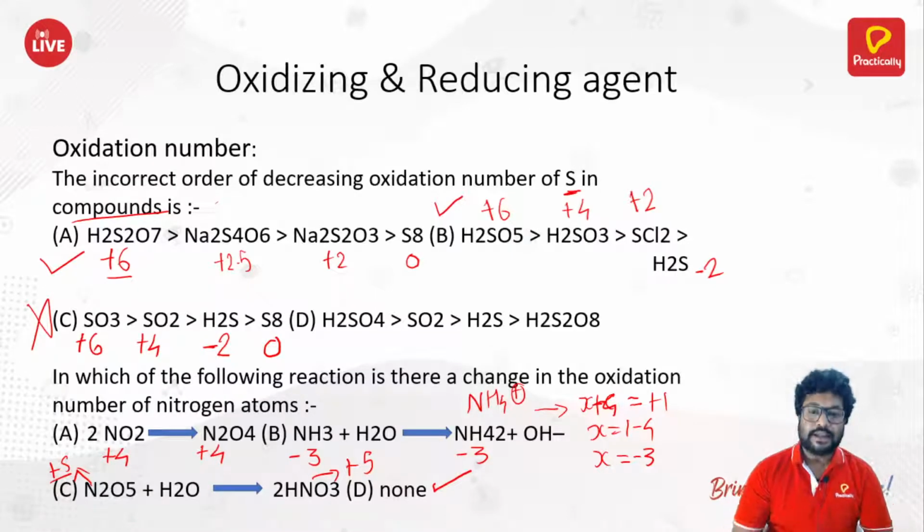We have covered the primary part of this chapter. In the next lecture, we will cover how to balance the chemical equation by using this oxidation number and how to balance them. We will see that in the next lecture.